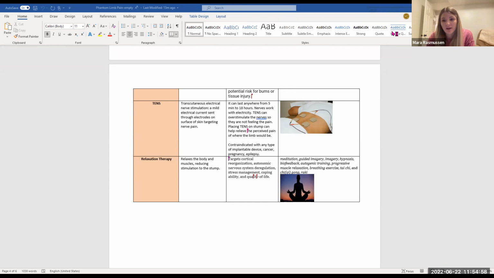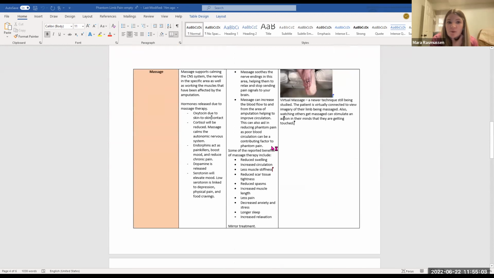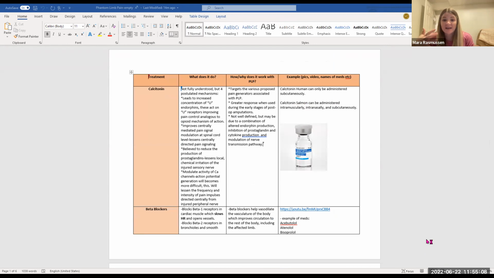I can go over the calcitonin. We kind of had a struggle with this one, if I'm being honest. We felt like we couldn't really find a whole lot of backed up studies. The one article I found said that there were only three studies that really concentrated on this. So it's not fully understood what it does or how it helps. There are four postulated mechanisms. One is endorphins that can help with pain control, or it lessens the pain signal at the spinal cord. Or prostaglandins that can lessen the local chemical irritation of the sensory nerve that has been injured, or it modulates the calcium channels, the voltage, so that the action potential won't be generated as easily, it'll become more difficult. So that should lessen the intensity.